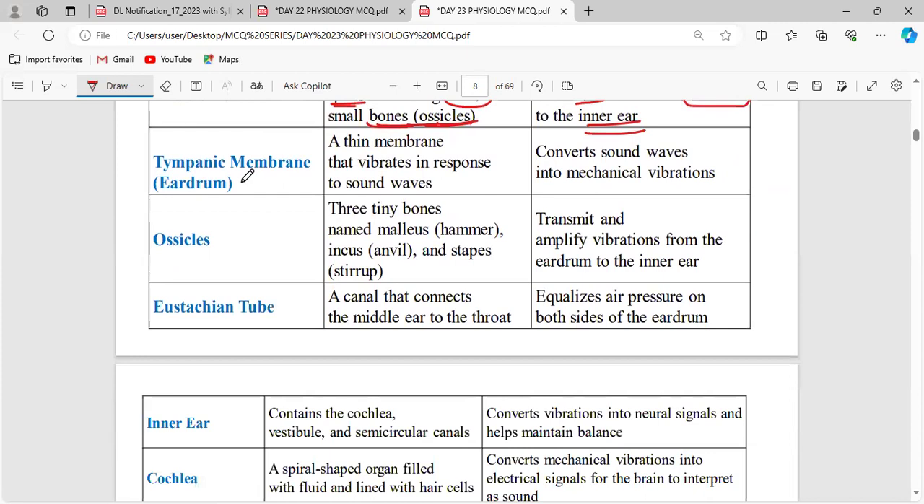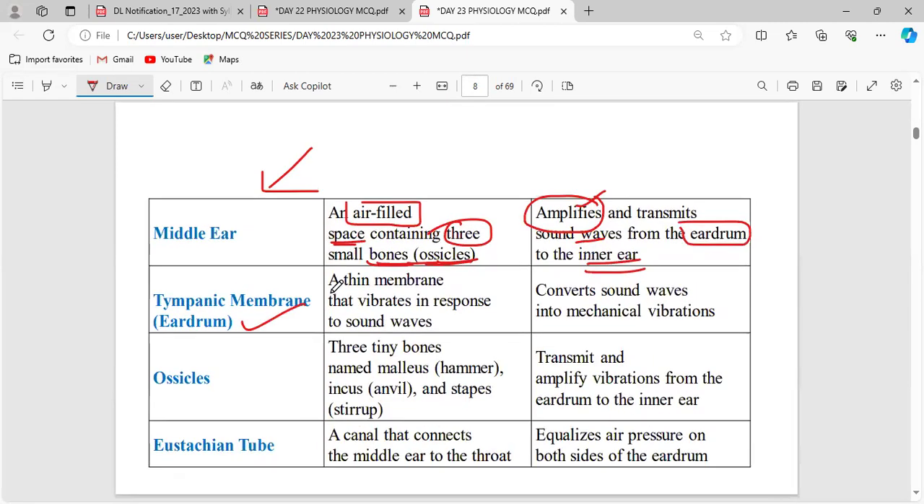Okay. Now, what is the tympanic membrane? What is it doing? It is a thin membrane actually. This is the one that vibrates in response to the sound waves. And this tympanic membrane is the one converting the sound waves to mechanical vibration. So, it is an important structure.